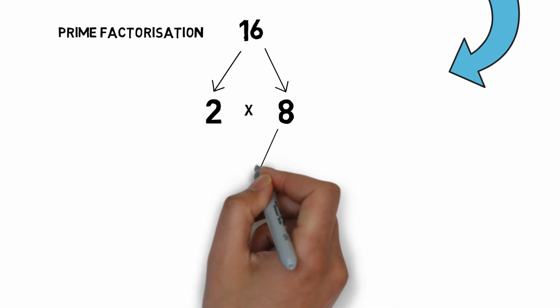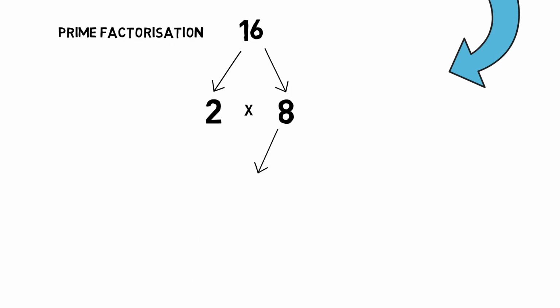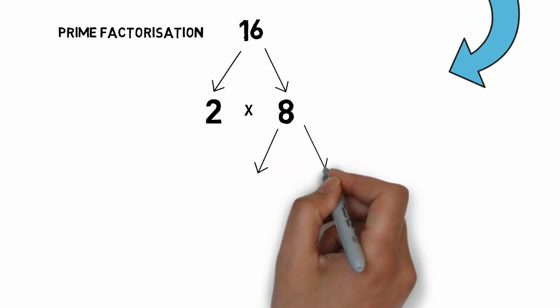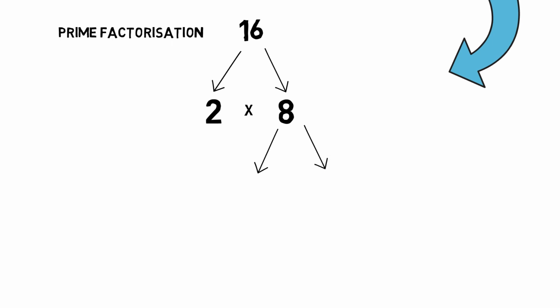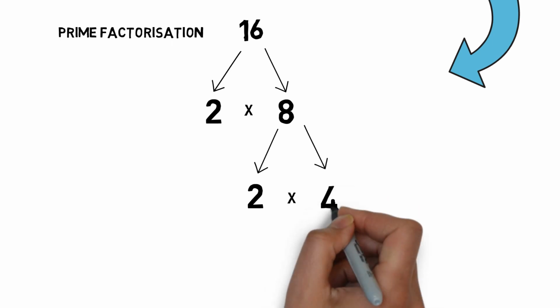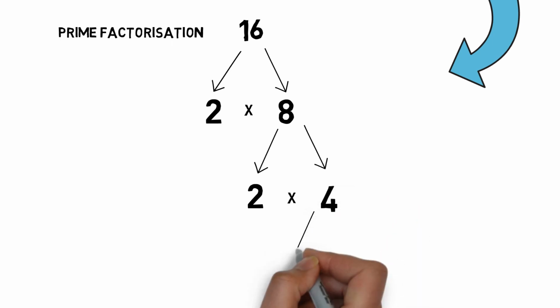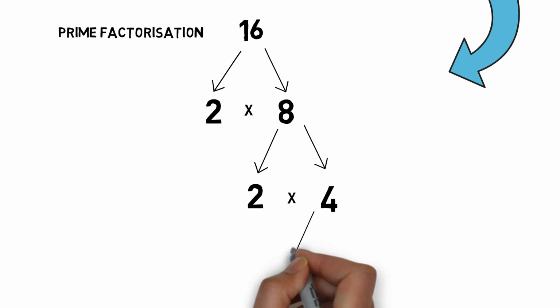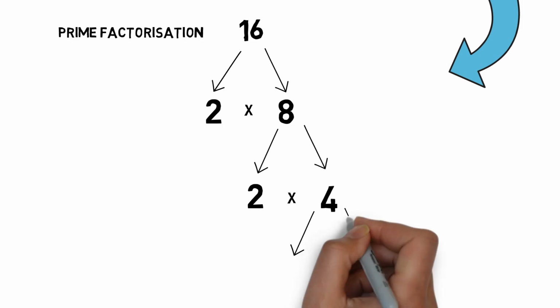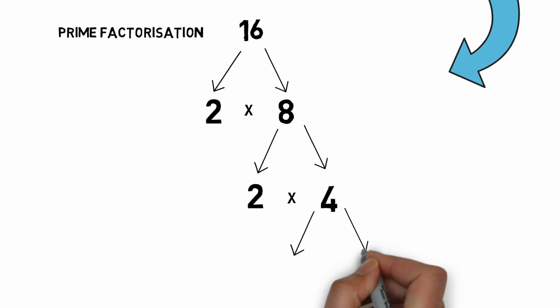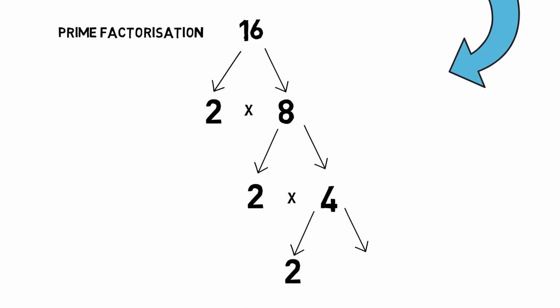We can't break 2 any further down, but we can break down 8. 8 is an even number again, so 2 times what gives us 8? 2 times 4. Excellent. Again, we can't do anything to 2, but we can break down the 4 further. So, what's 4? Which two numbers do we need to multiply to make 4? 2 times 2. Excellent. So this is the prime factorization for 16.